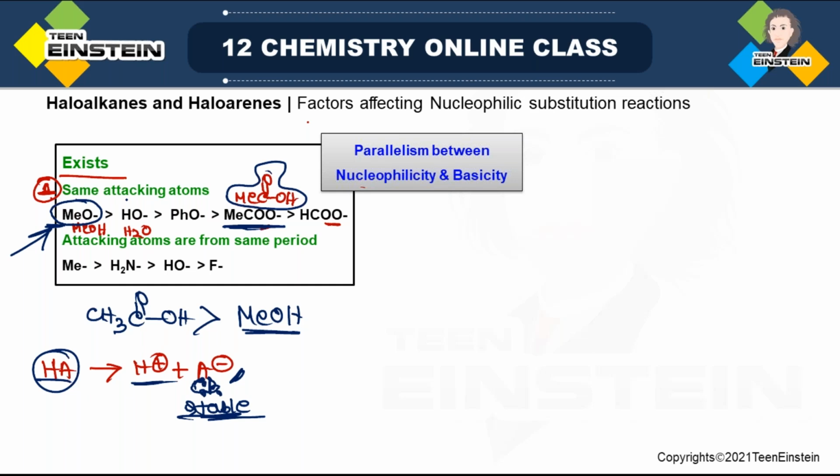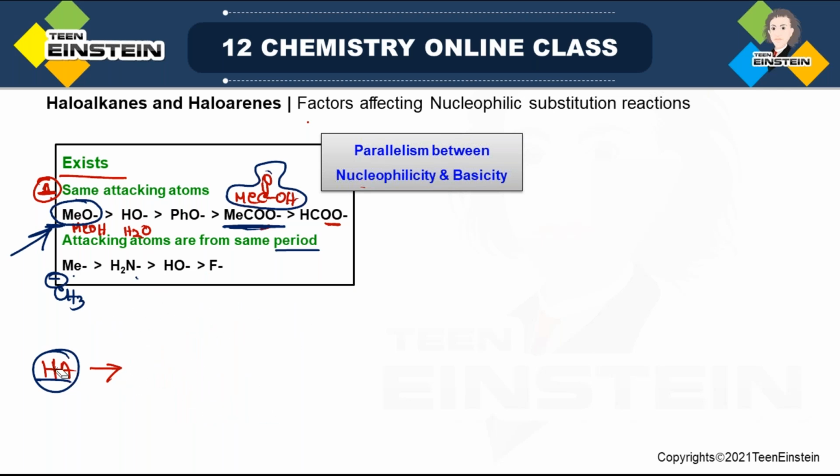Similarly, when the attacking atoms are from the same period. So see here we have negative charge over carbon, which is methyl anion, then nitrogen, then oxygen, and then fluorine. So all are from the second period. Carbon is from group 14, nitrogen from 15, oxygen from 16, fluorine from 17. So they are from the same period.